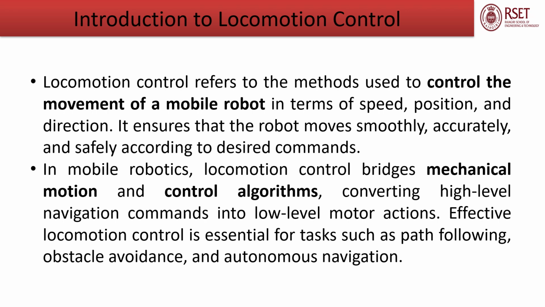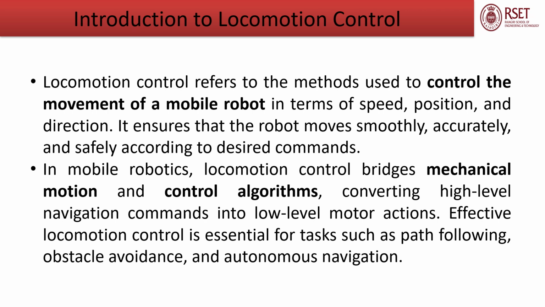Think of locomotion control as a connection between intelligence and motion. High-level algorithms decide where the robot should go, but locomotion control ensures it physically moves in that direction accurately. It regulates speed, direction, and position while maintaining smooth and stable motion. If locomotion control is poor, even a well-designed navigation algorithm will fail.